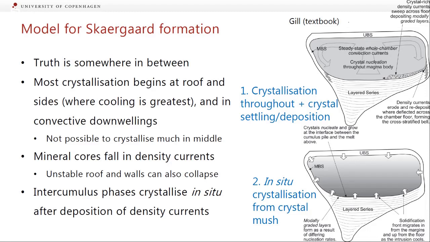The roof and the walls are also unstable. I didn't show this, but as this magma chamber was forming, there was rifting going on, so there might have been earthquakes, there could have been bits basically shaken loose and falling. And once we deposited these density currents, the intercumulus phases then crystallize more or less in situ, so basically filling in the gaps between these cumulus grains.